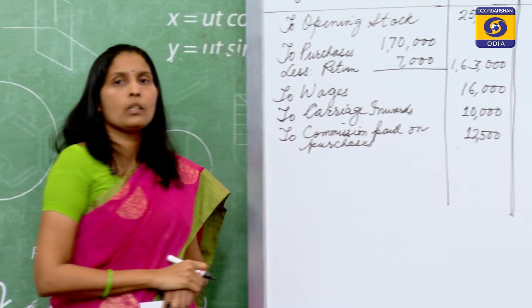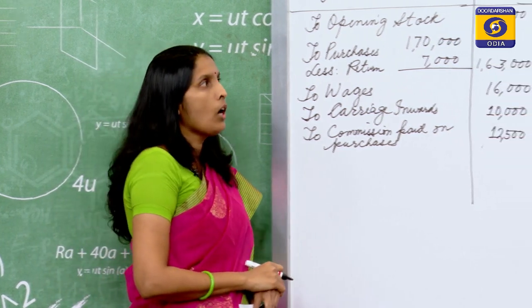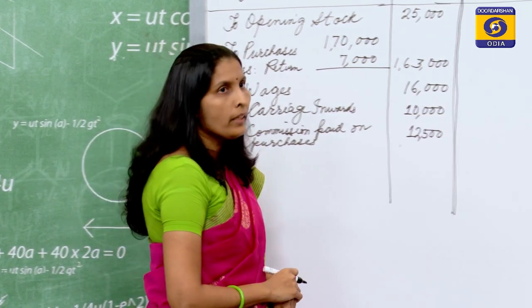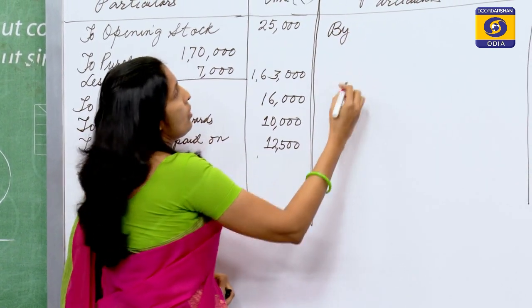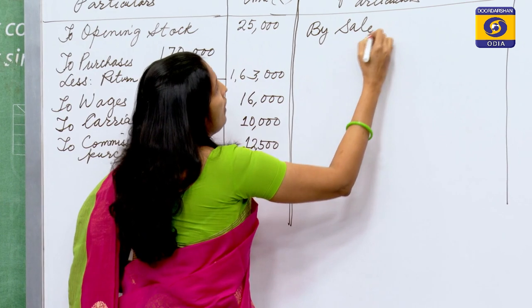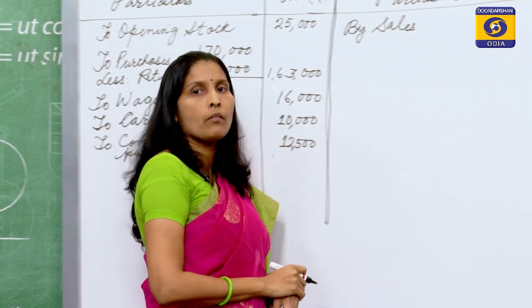Then we will just take a look at the question. Do we have any other direct expenses? No. Let us now move to the credit side. As I already said, on the credit side, we will be starting with sales. So, by sales. The figure for sales given to us is 2,47,000.